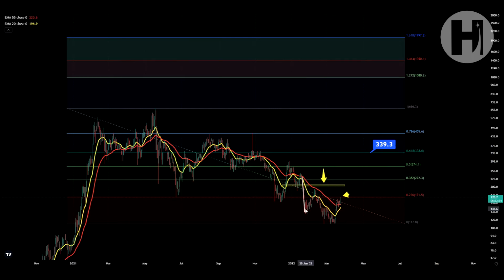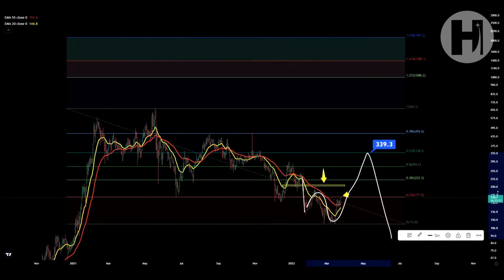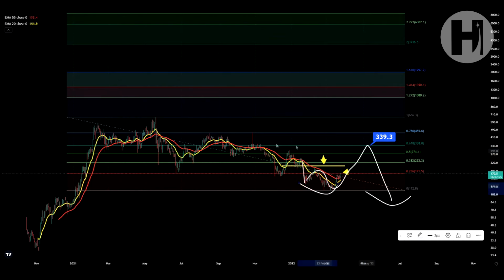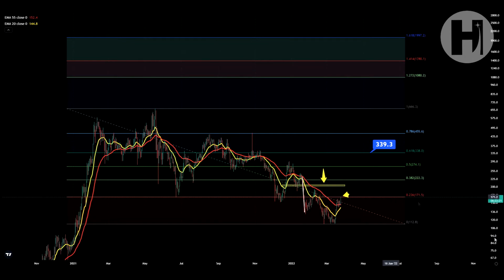But what usually happens is the so-called dead cat bounce: you run into the golden ratio and you print a lower low, essentially a continuation of the downtrend. Now, that is the bearish scenario, obviously, but the markets are very volatile right now.